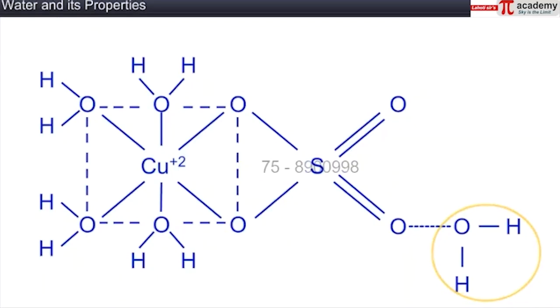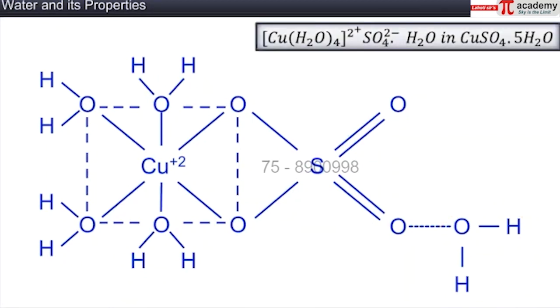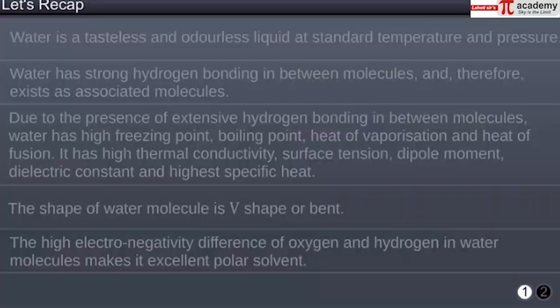In the third type of hydrates, water molecules are hydrogen bonded to certain oxygen-containing anions. For example, in CuSO4·5H2O, one water molecule is hydrogen bonded to sulfate ion, and the other four molecules are coordinated to give [Cu(H2O)4]2+ plus [SO4·H2O]2-.